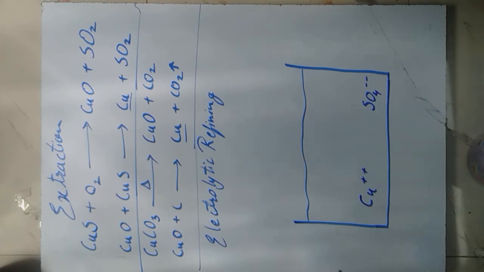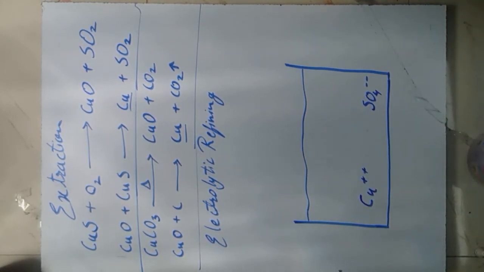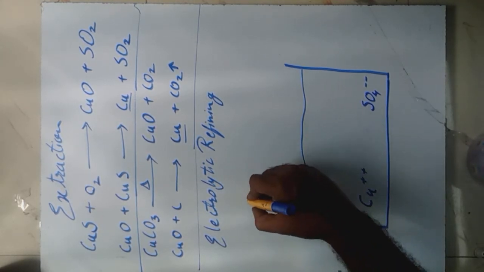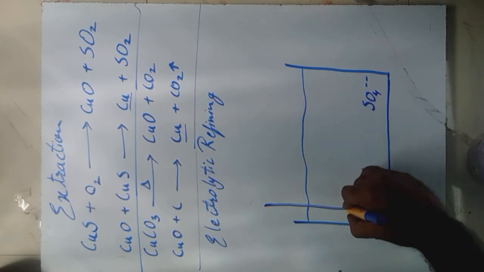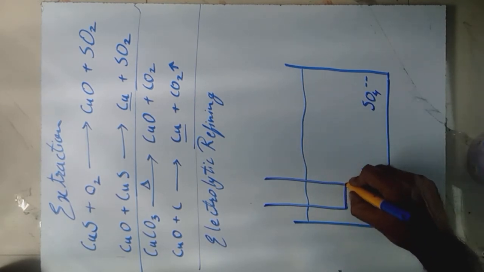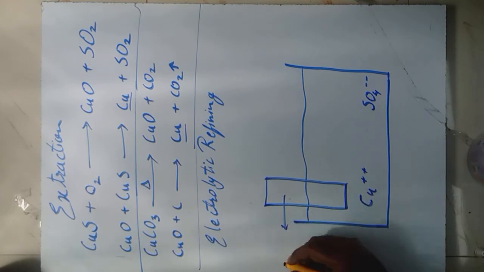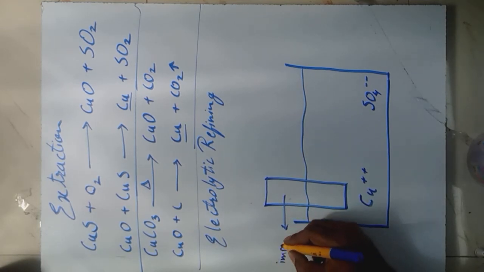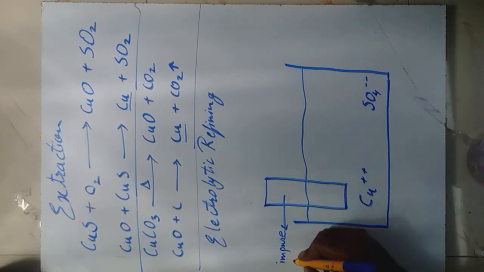These radicals are free to carry charge in the solution state only. The electrolyte is dipped with two electrodes, namely anode and cathode. The anode is made up of the impure copper metal. It is the impure copper metal which needs to be electrolytically refined.